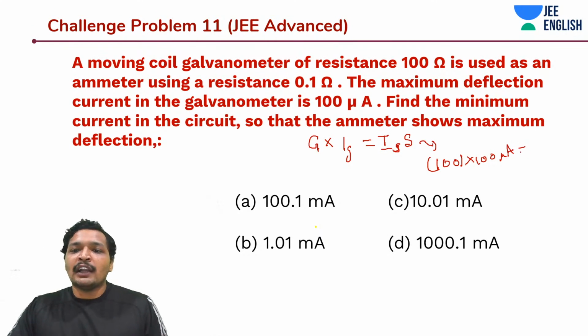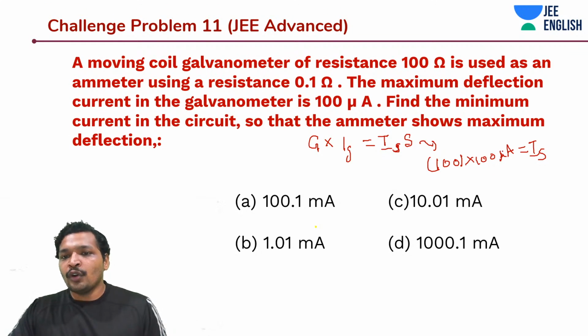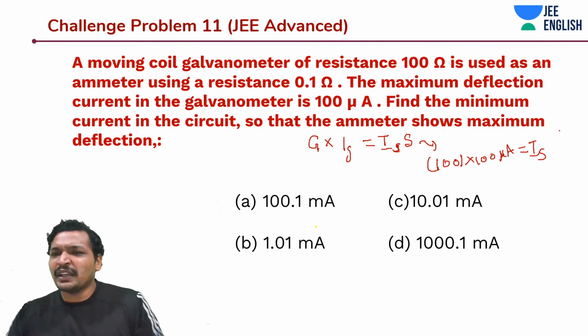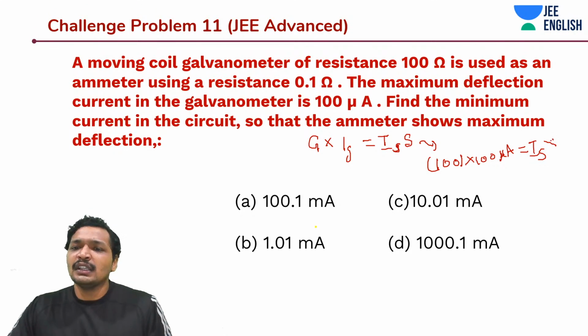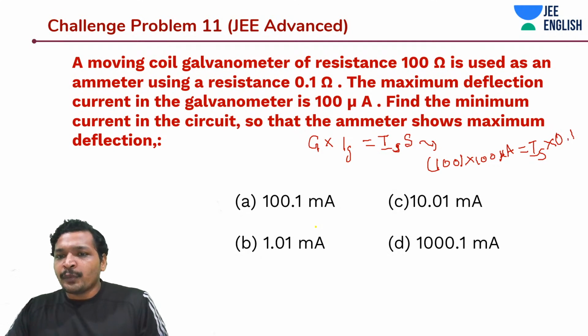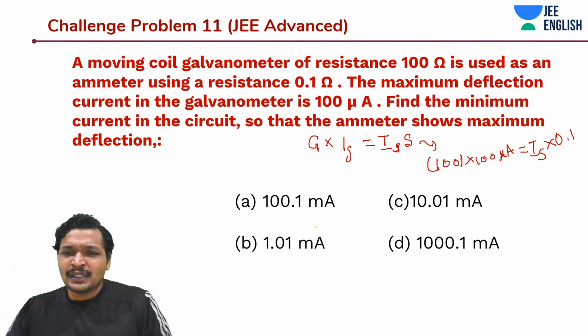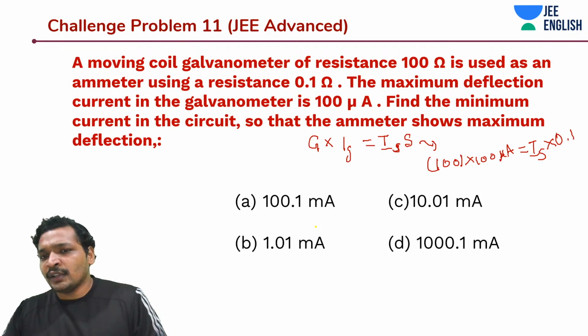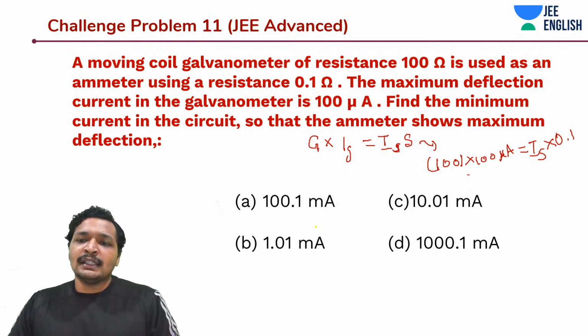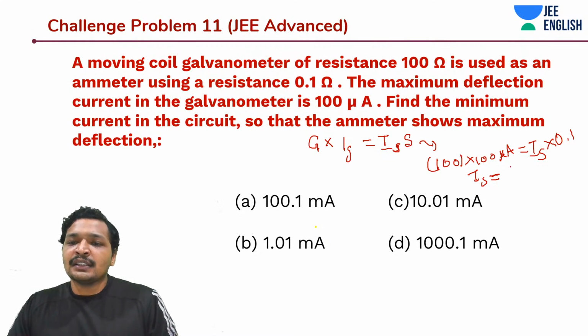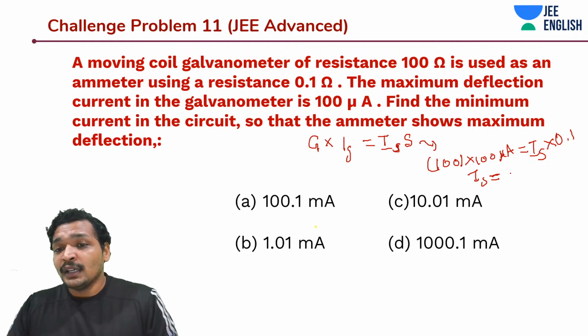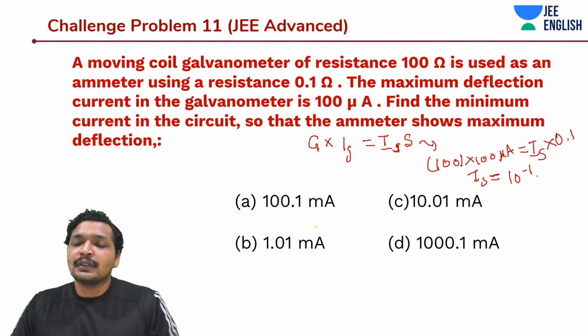You need to find out the value of the shunt current, that's it. And then you would add this microampere current. You can also find I by doing I minus Ig. Yes, same thing we are doing over here. So the shunt resistance is 0.1 ohms. The shunt current is going to be 1 divided by, so it's 10 to the power minus 5 into 10 to the power 5, and that's going to be 10 to the power minus 1 ampere.